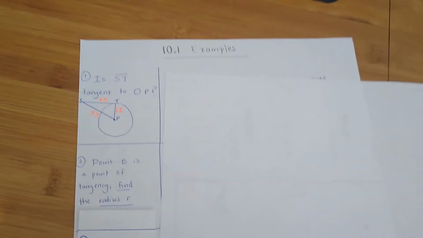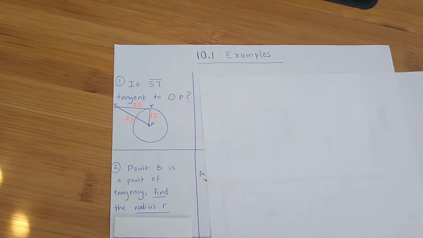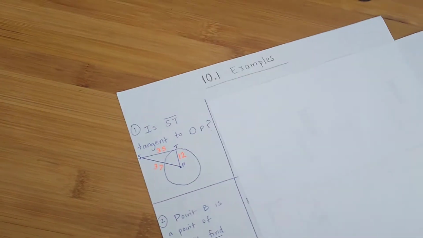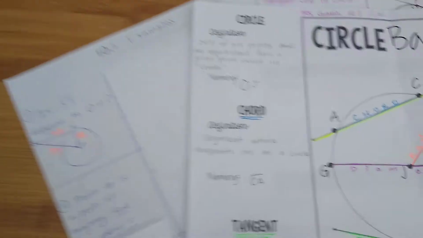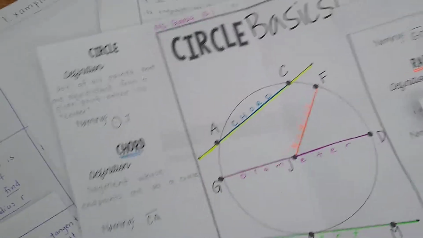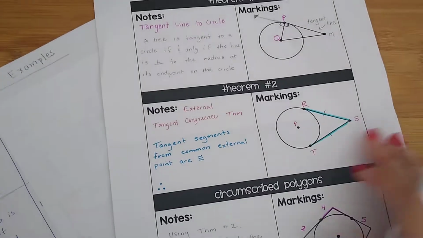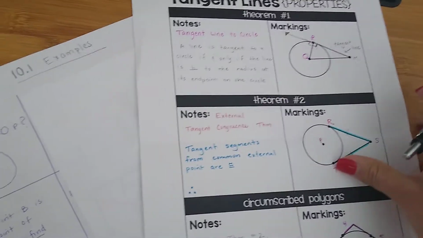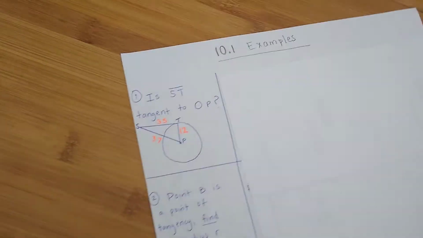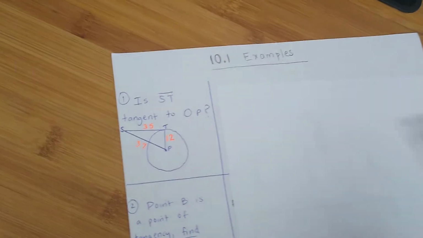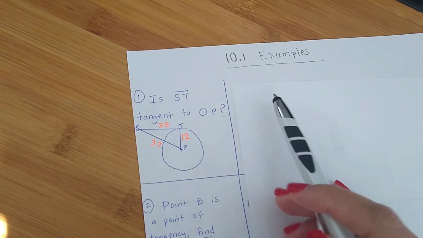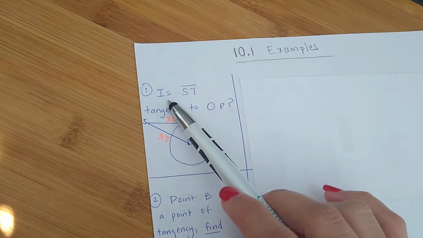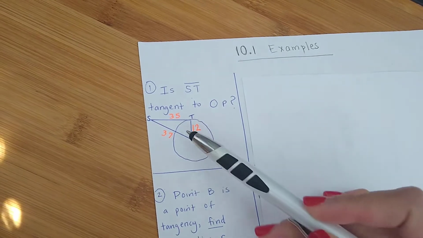Alright guys, so as we continue with our 10.1 examples, using what we just went over, the circle basics as I have here, and my theorems, these two in particular are going to be very important in these examples. So we're going to go ahead and do a few examples just to see if we are understanding what we're doing.